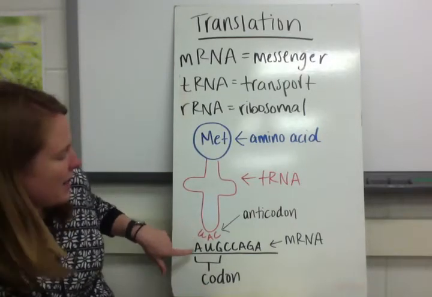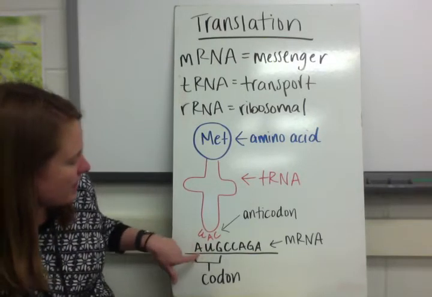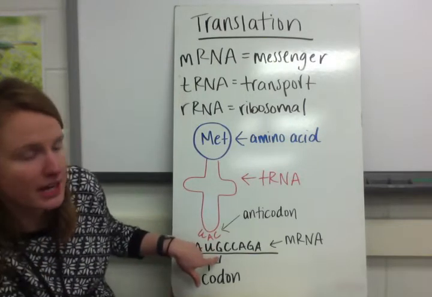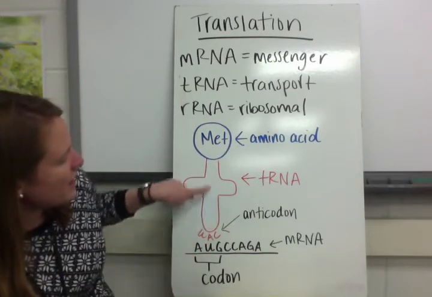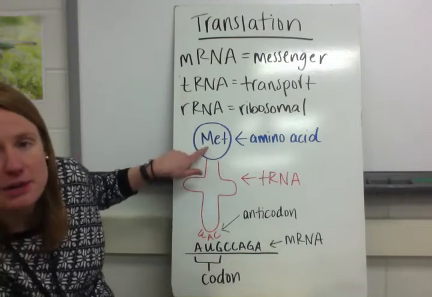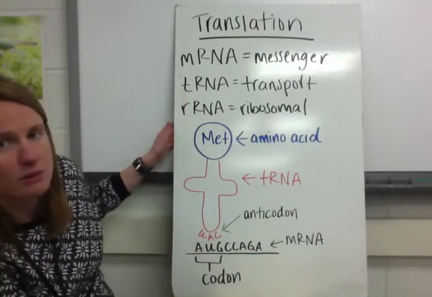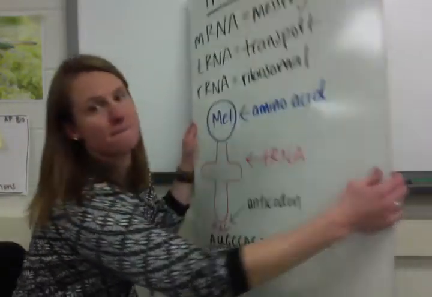Anticodons recognize codons on mRNA strands. So remember, a codon is a set of 1, 2, 3 nucleotides. And when a tRNA recognizes that codon, that amino acid is added to the growing chain of proteins. I'll show you a little bit more about what that looks like in a second.